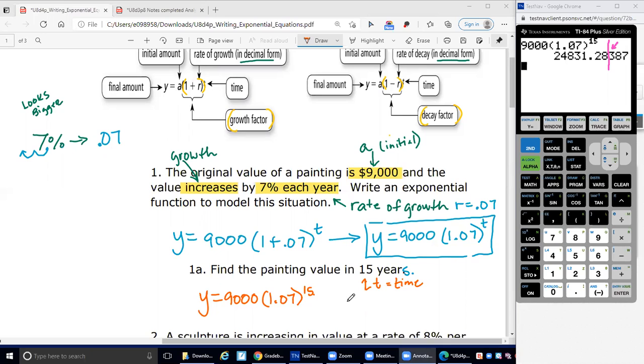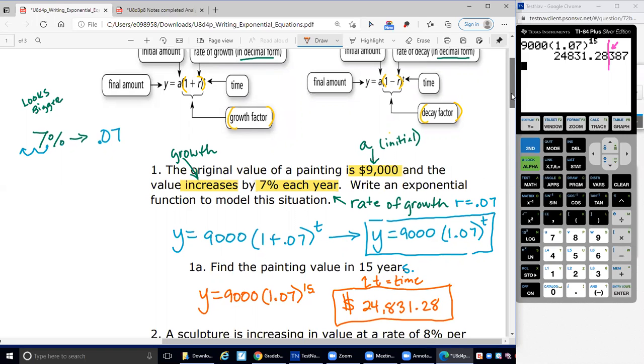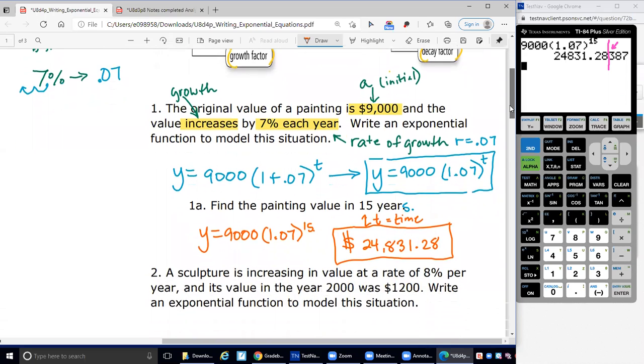We're going to go ahead right here and write in that the value is going to be in dollars, $24,831.28. Easy? Awesome. All right. Let's look at number 2.